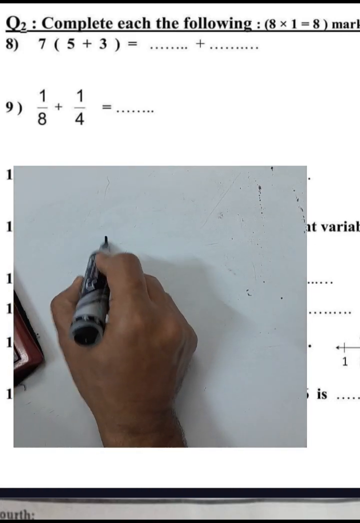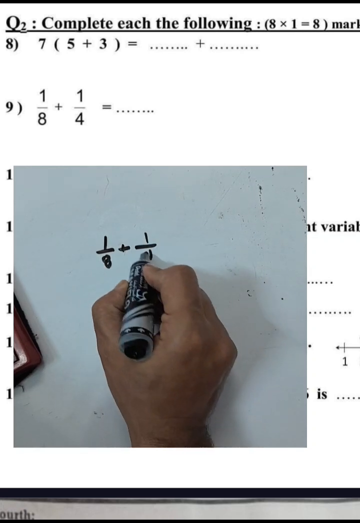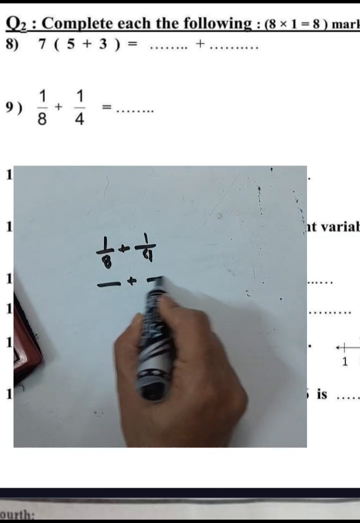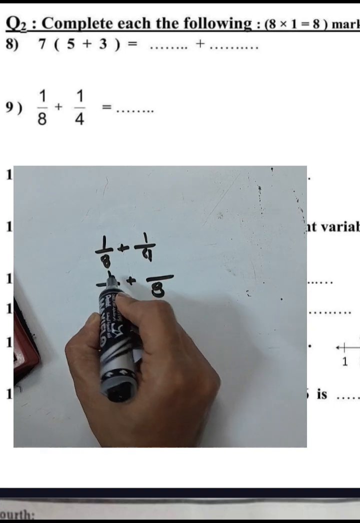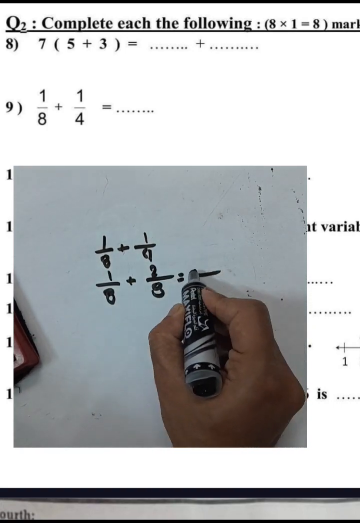1 over 8 plus 1 over 4. We can write the least common multiple between them equals 8. 2 times 4 equals 8. 2 times 1 equals 2. 2 plus 1 equals 3. Write 3 over 8.